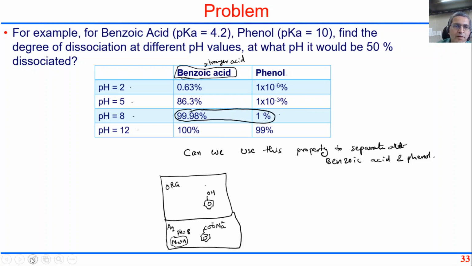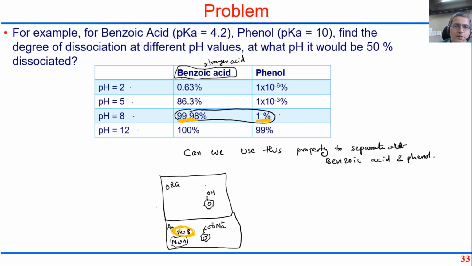Because I have limited the amount of NaOH that I have put in, and ensured that the pH is not going beyond 8 for the aqueous phase, then in that case practically all the benzoic acid comes into the aqueous phase as sodium benzoate, and very little of the phenol will come into the aqueous phase.